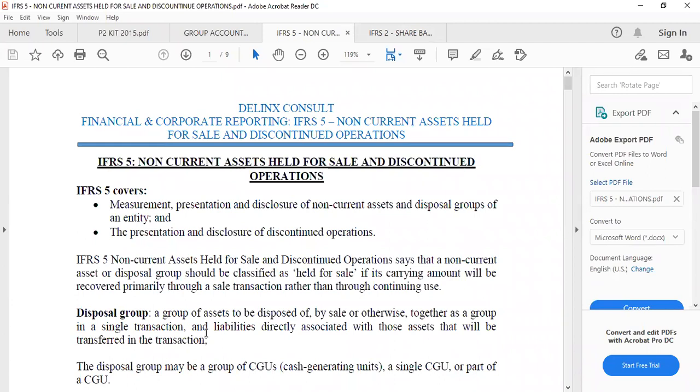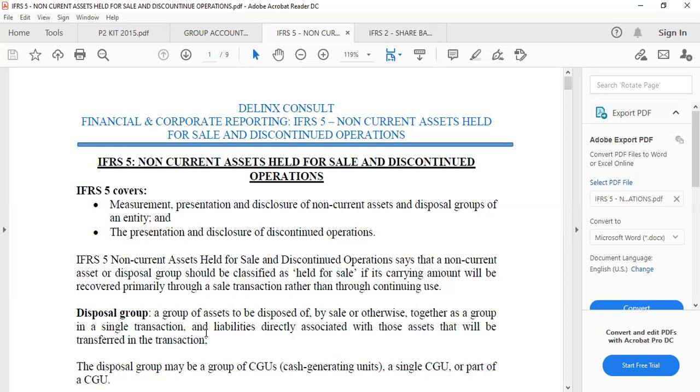So they say non-current asset held for sale. We are talking about those assets from which the entity would get money, not through continual usage, but only through sale. You don't need the asset again, and you're not going to get money through continued use, but you want to get some money from it by selling it. So if you are going to sell it and get money, then you can classify that asset as a non-current asset held for sale.